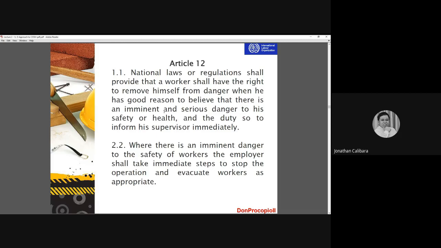Workers, right? As long as they have to inform the supervisor. If it's not possible, if you don't have the supervisor's number, you have to text or find your immediate supervisor, or inform your co-worker. Then, at least, the supervisor will know.